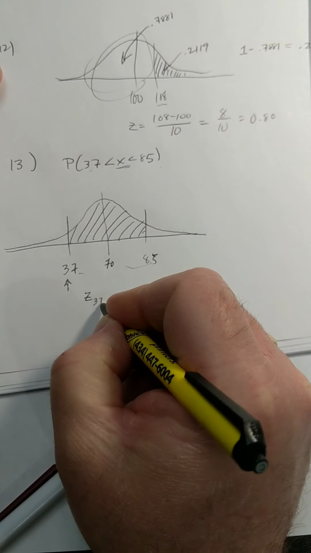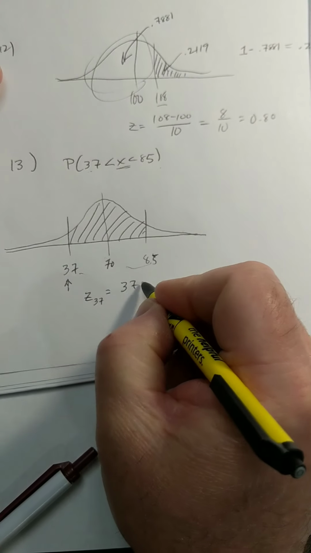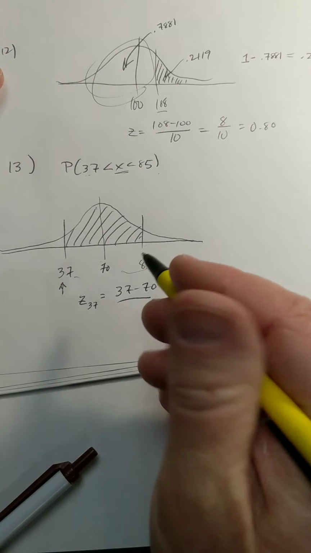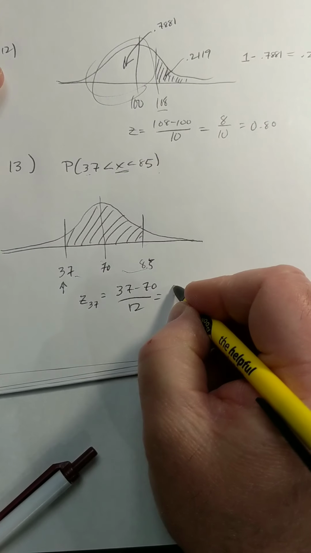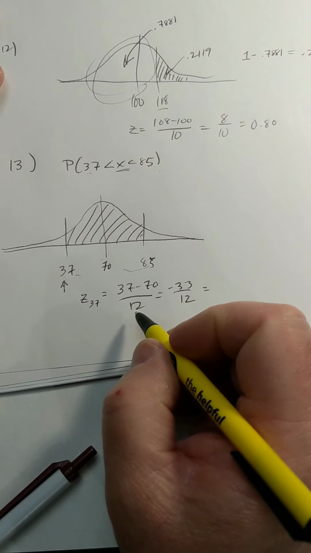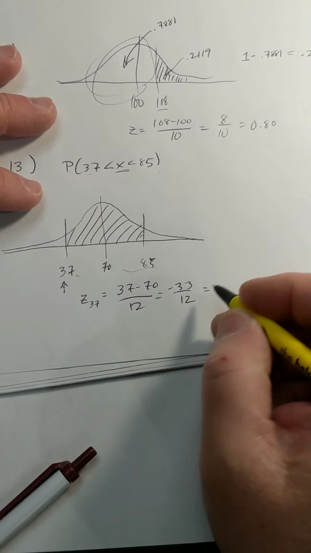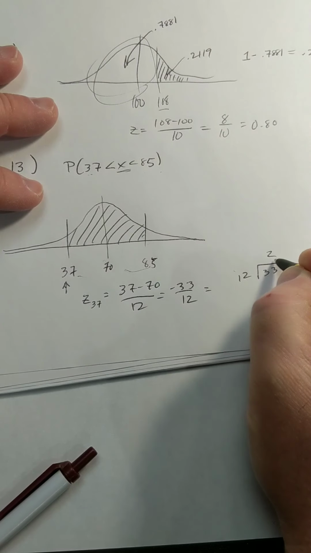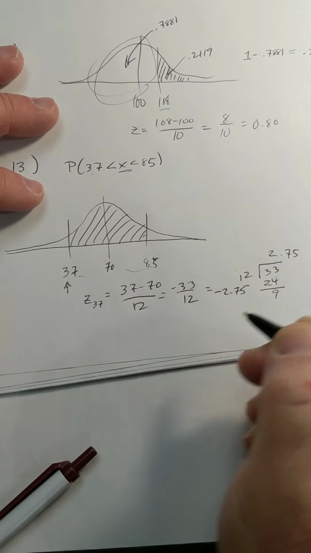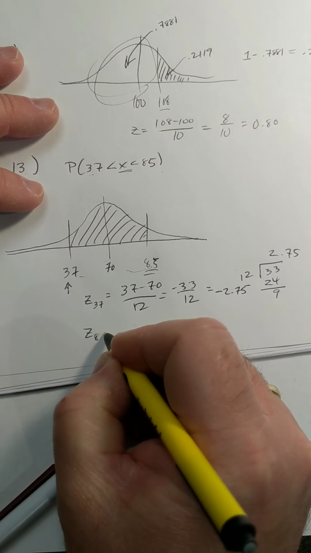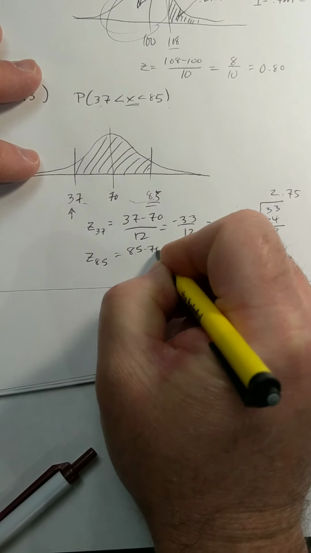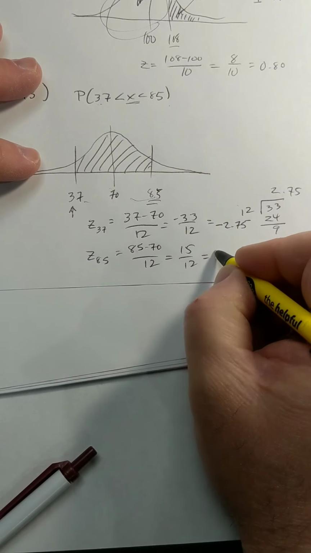The first z, for 37, I'm going to write that so I remember which one's which, is 37 minus 70 divided by the standard deviation, 12. That is negative 33 over 12. I have to do good old-fashioned long division here: 24, 9.75. So that's negative 2.75. And then the z-score for the 85 on the other side is 85 minus 70 divided by 12, which is 15 divided by 12, and that is 1.25.